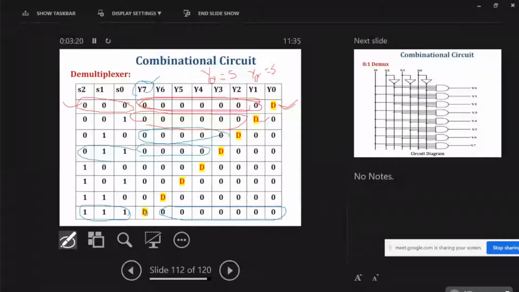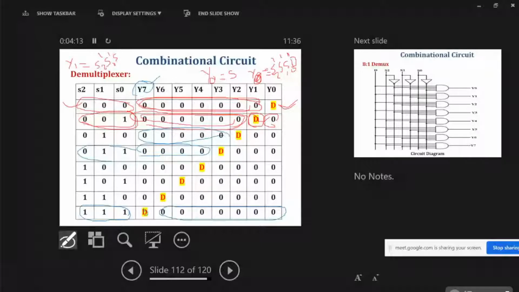Next, for the next combination, the input will appear across y1, and the remaining lines are 0. We know that, so we don't need to find the Boolean expression for the remaining lines for this combination. We need to find the expression for y1 only. So for y1, it will be S2 dash, S1 dash, S0 and D, and so on.